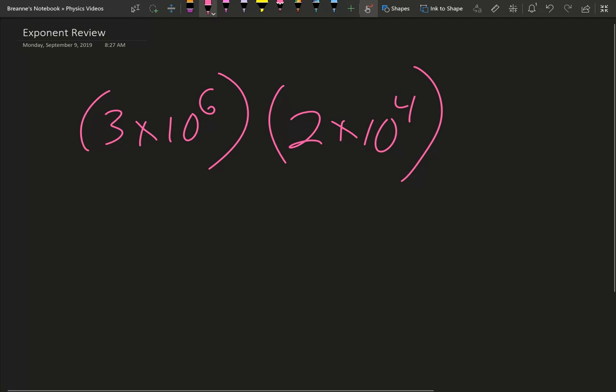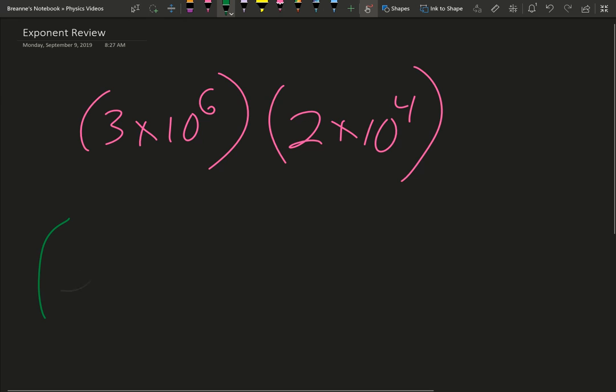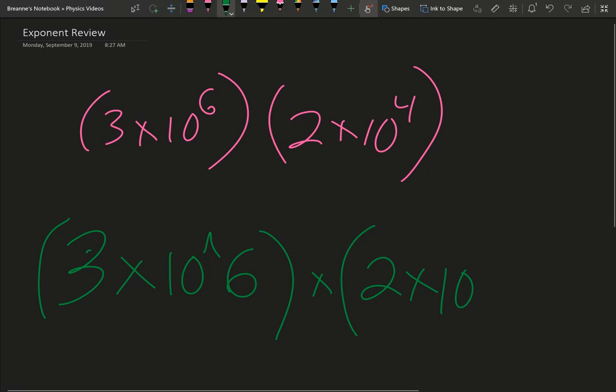But then you have to worry about the parentheses, because normally you'd plug it in some crazy way. You have to put parentheses, 3, push the times button, 10, exponent, 6, parentheses, another times, parentheses, 2 times 10, caret, 4, parentheses. If you don't put those parentheses, it's going to be bad.